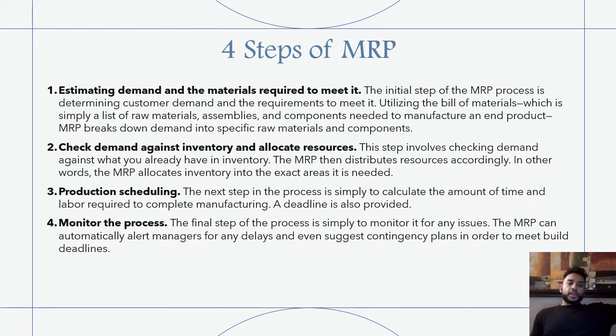Four steps of MRP. What are the four steps? First is estimating demand and the materials required to meet it. The initial step of the MRP process is determining customer demand and the requirements to meet it. So let's just say Samsung says, you know what, we need to manufacture this many phones to meet this estimated purchase, right?